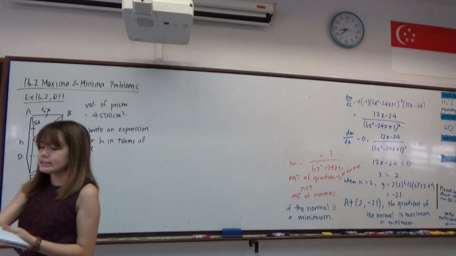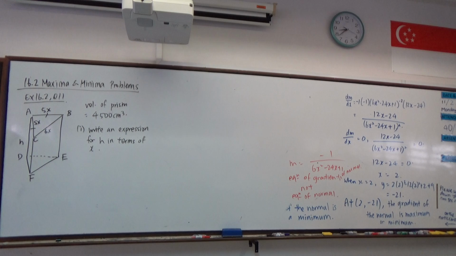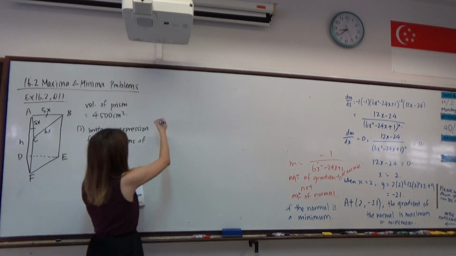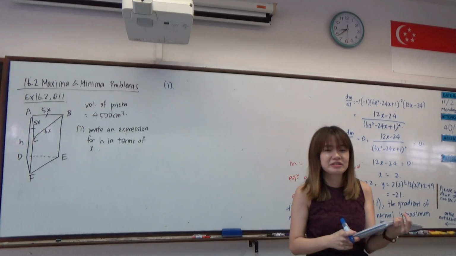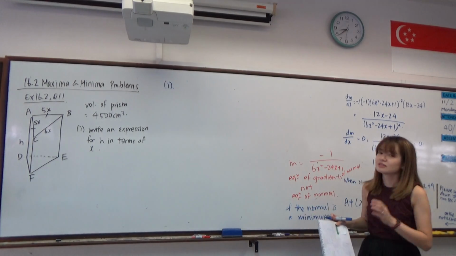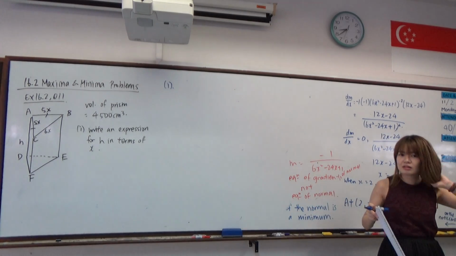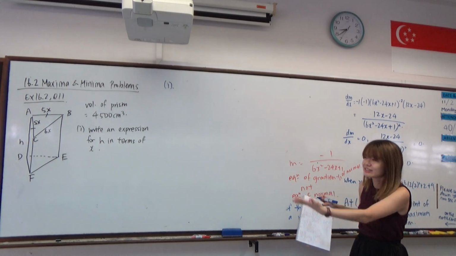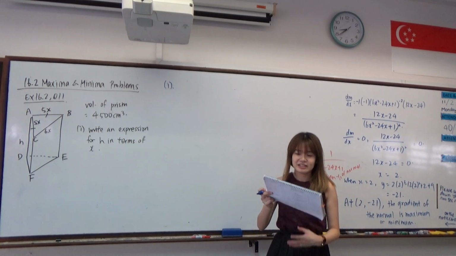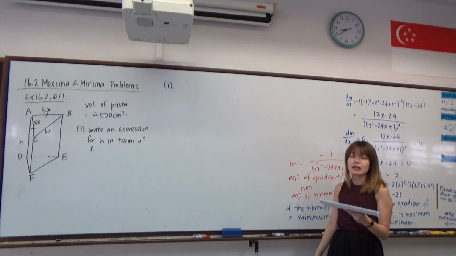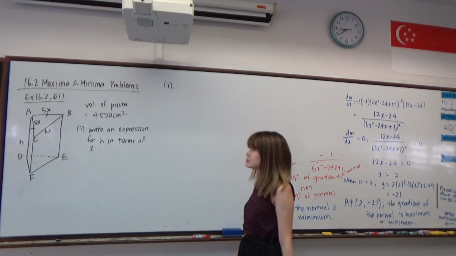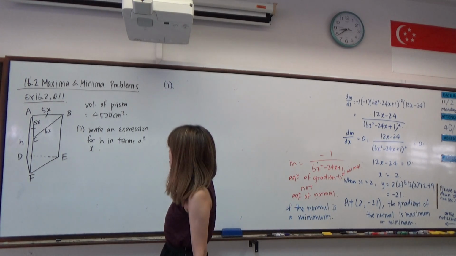Okay, so how do we find this expression? Volume divided by the base area. So what's the base area? Look at the diagram. What's the shape? The triangle. How do you find the area of the triangle? Half times 4 times 2?